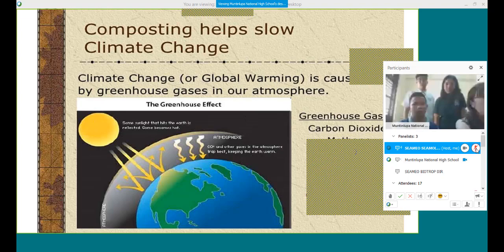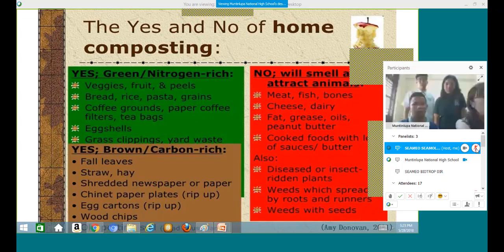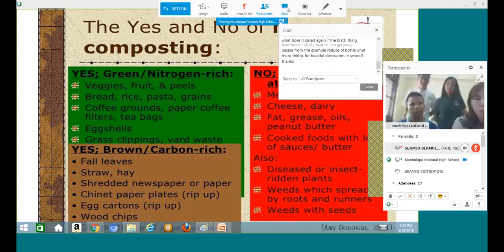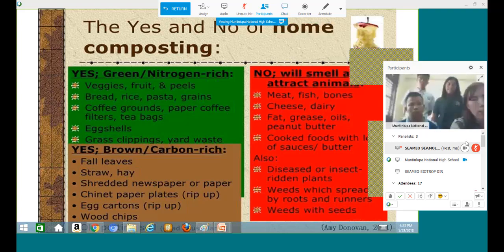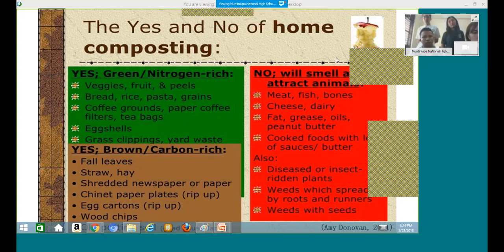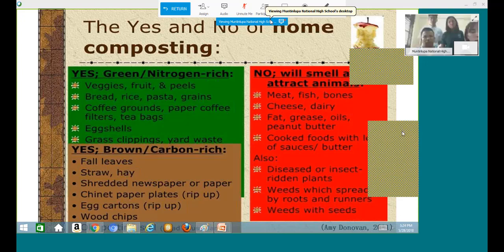Yes. Here we can be flexible in our composting, but these are discouraged, though it doesn't mean that you will not be successful in your composting. It actually depends on your location and how you go about your composting. But there are some reasons why we included it in our red category, such as they easily smell, they attract animals and pests, and they can easily ferment and turn into alcohol.